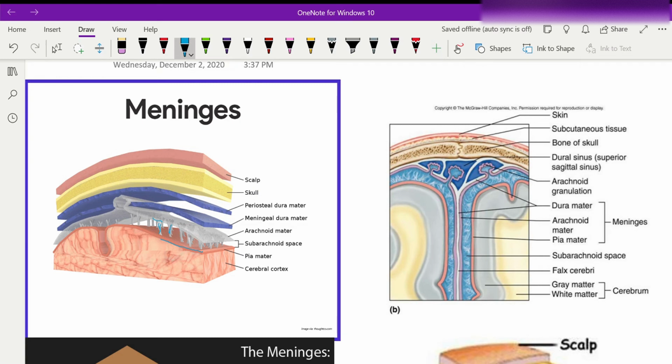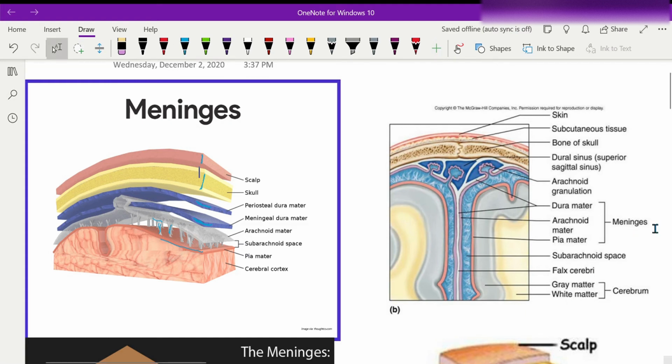The next layer is dura mater. These both layers are dura mater, but one is the inner and the other one is outer. But both of them are dura maters. Then we have the skull and the scalp.